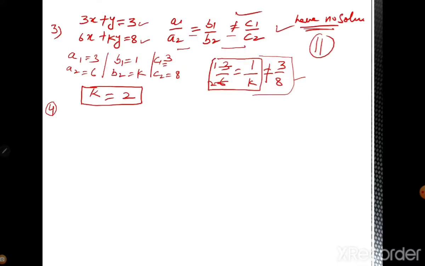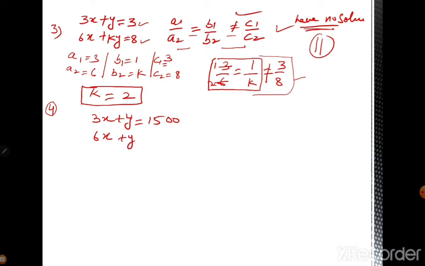We'll write here: if 1 chair costs x, then what will be the cost of 3 chairs? 3x. If 1 table costs y, then the cost of 1 table is again y. Together, 3 chairs and 1 table cost rupees 1500, so it will be like that. And then 6 chairs and 1 table: 6 chairs means 6x and 1 table means 1y.